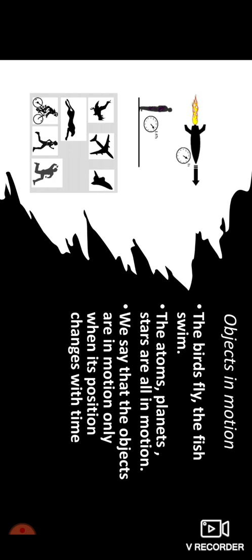When do we say that objects are in motion? Yes, we say the objects are in motion only when its position changes with time.